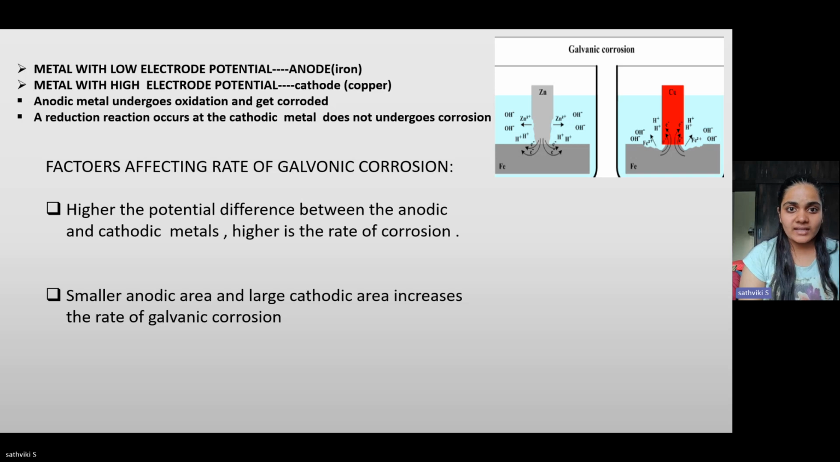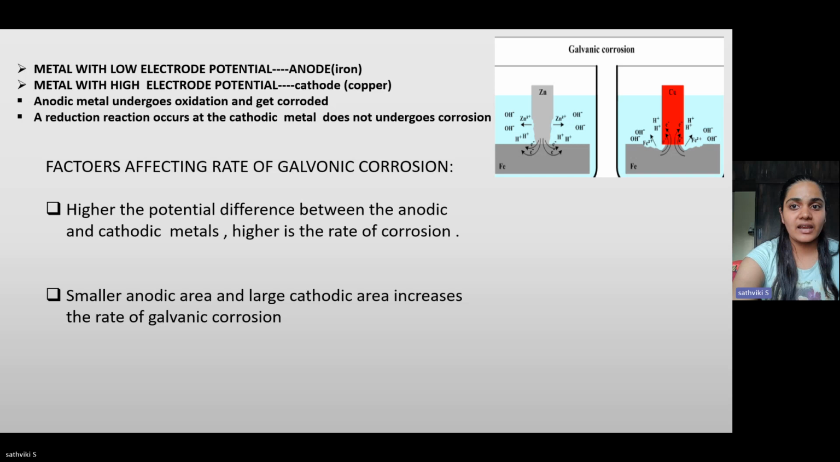The metal with low electrode potential is the anode, that is the iron. The metal with high electrode potential is the cathode, which is the copper. The anodic metal undergoes oxidation and gets corroded. A reduction reaction takes place at the cathodic metal, which does not undergo any corrosion.